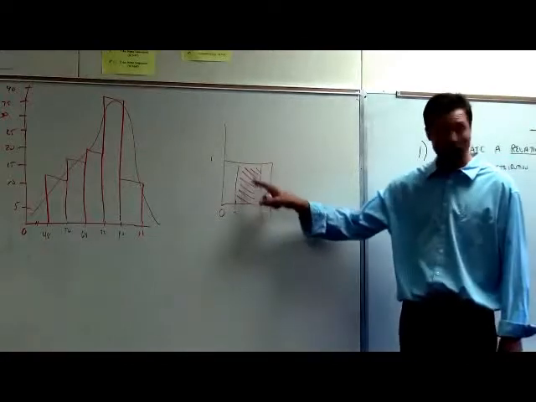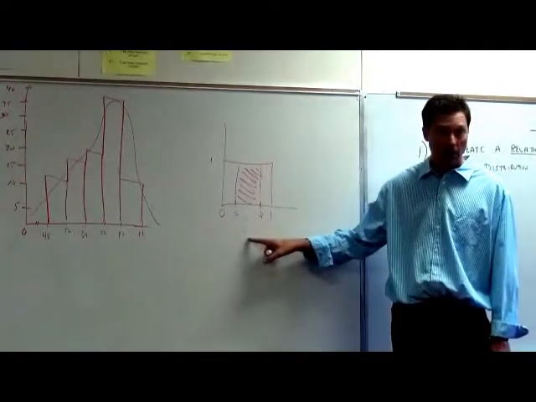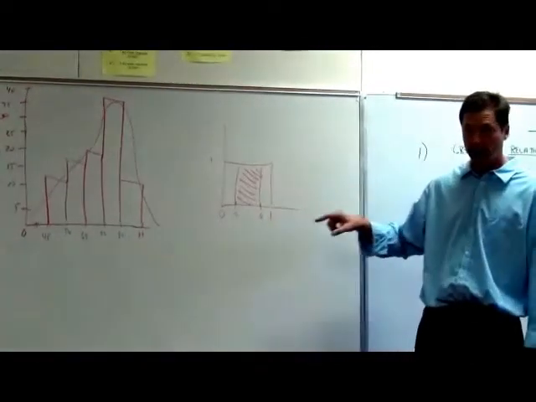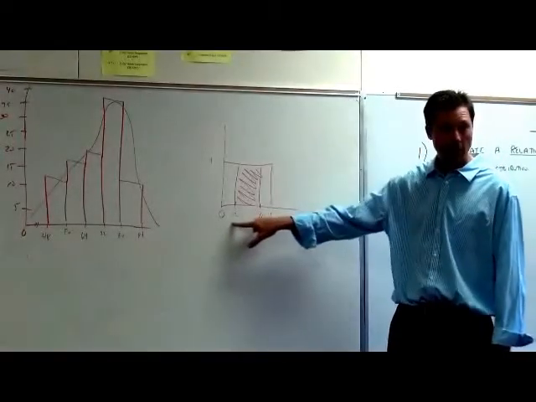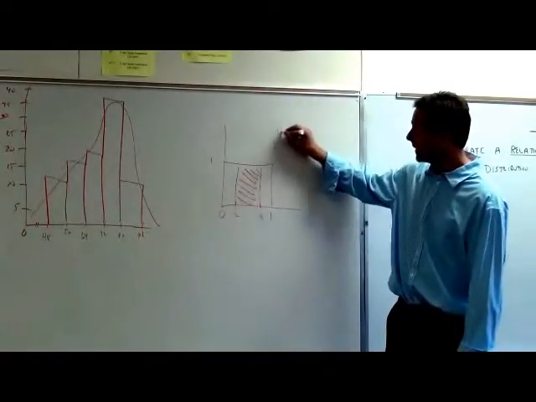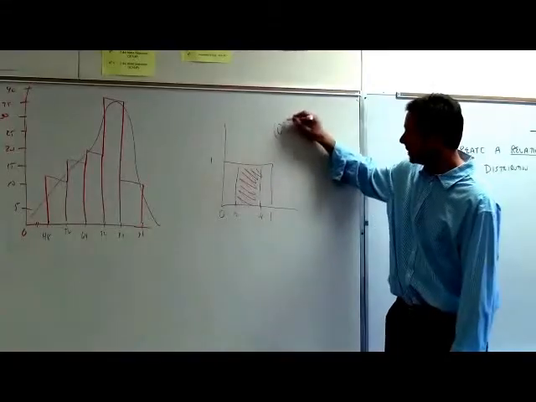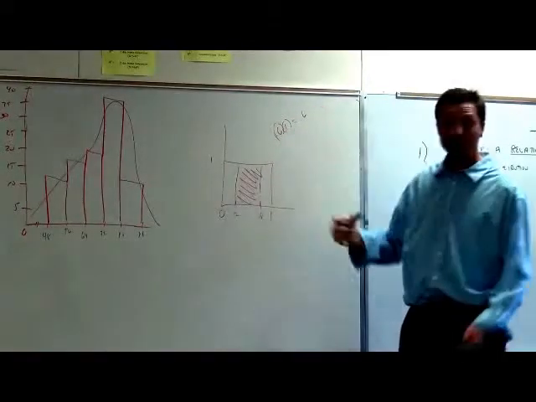And now let's go find the area to that region. What would it be? How far is it from here to here? 0.6. How tall is it? 0.6 times 1. 0.6, 60%.